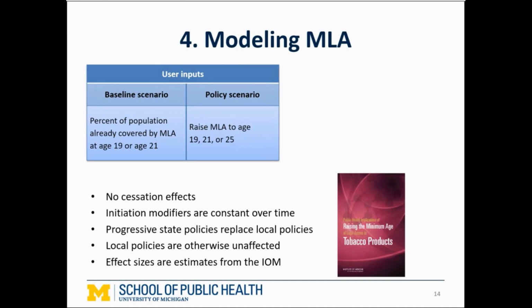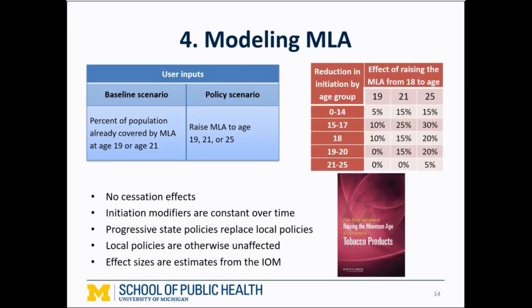The table here is taken directly from the IOM report, and you can see the estimated effects of raising the minimum ages to 19, 21, and 25 organized by age group. You can see that the effects are larger when the MLA is raised to older ages, and you can also see from these estimates that minimum age policies have an impact on those who are under the minimum age as well. This is because younger kids lose their access to cigarettes through their social networks when the minimum age goes up.